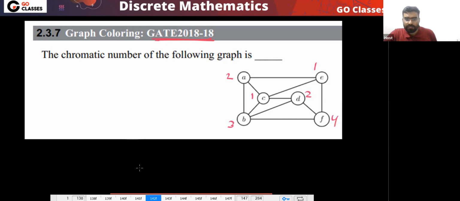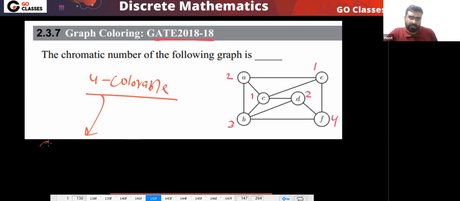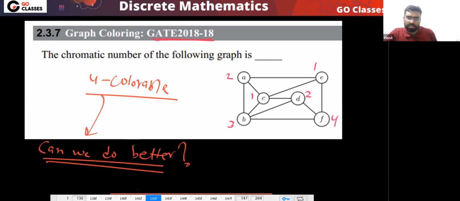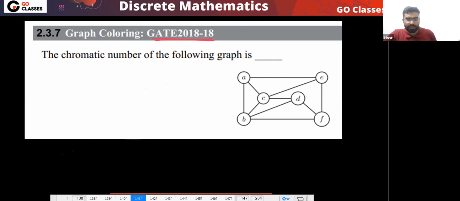But can I do better? So I got 4 colorable. But can we do better? The question is always, remember, 4 colorable means chromatic number is less than equal to 4. But the question is, can we do better than this? Always ask, can we do better than this? So yes, we can do.